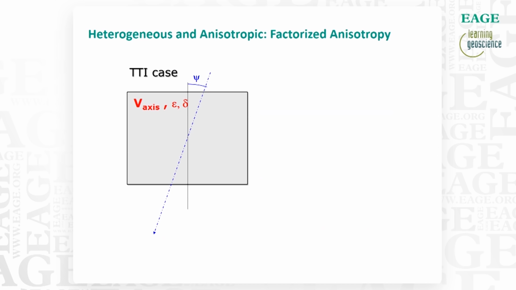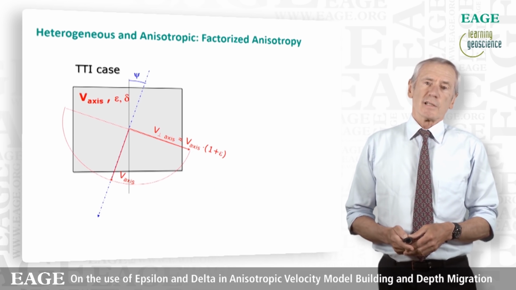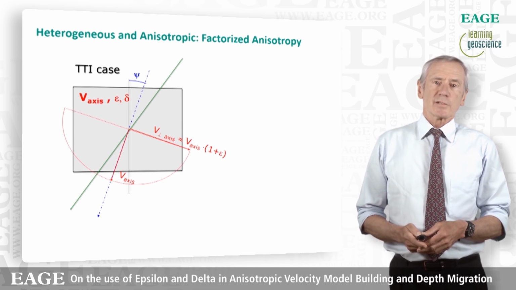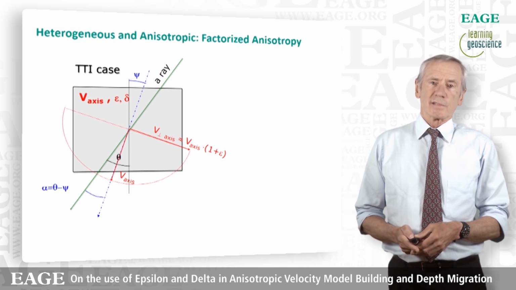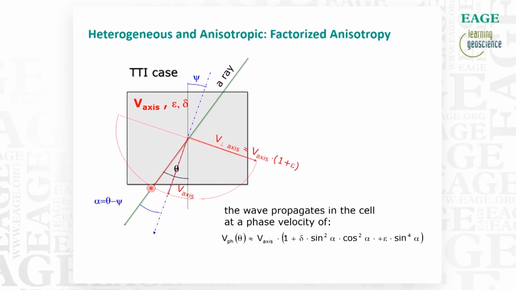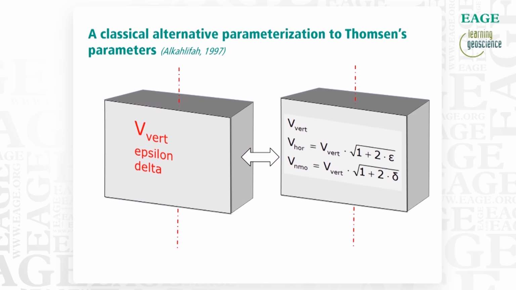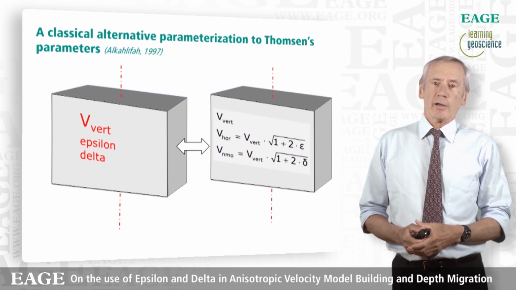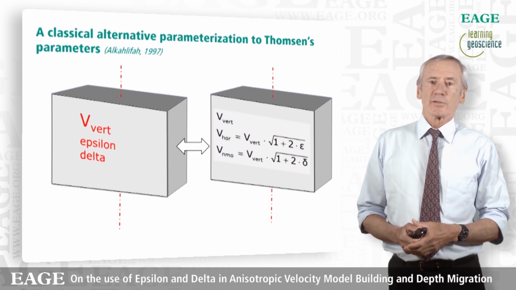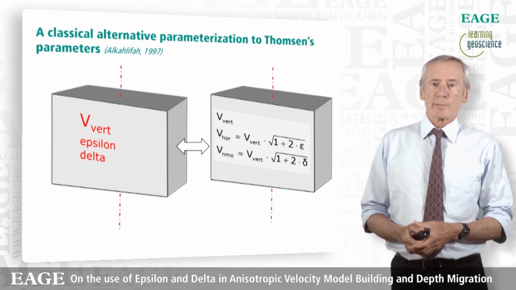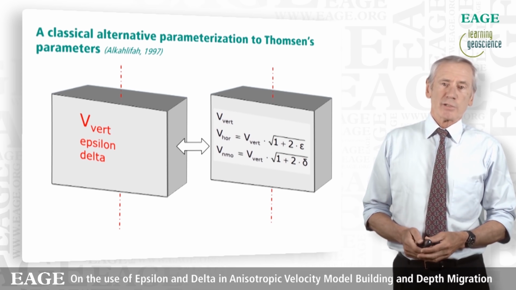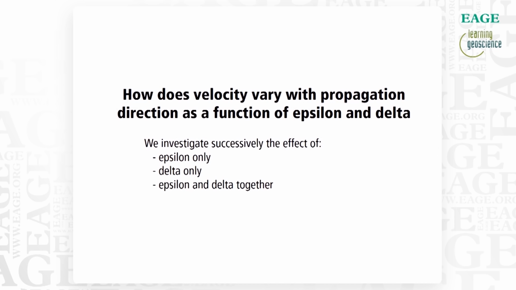So in the TTI case, we have similar equations to give out the velocity as a function of directions. The only thing is you have to be careful to take the angle with respect to the axis of symmetry direction, as shown here. Alternatively, a classical parameterization is the v vert, v horizontal as already introduced, and the vNMO, which is v vert times the square root of 1 plus 2 delta, an equation we'll see in a moment again.